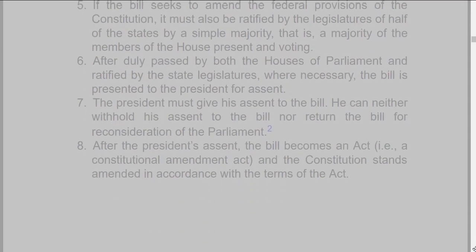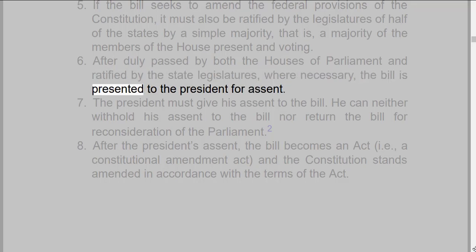5. If the bill seeks to amend the federal provisions of the Constitution, it must also be ratified by the legislatures of half of the states by a simple majority, that is, a majority of the members of the House present and voting.